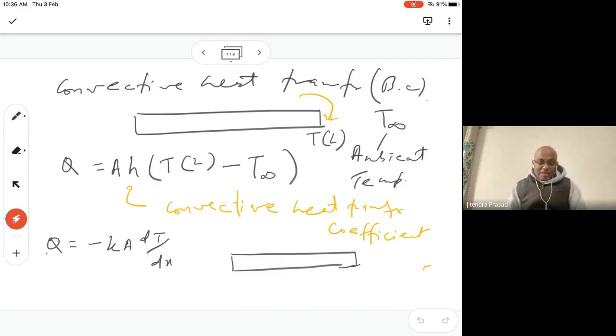The important thing here is that heat transfer is given by this expression, where h is the coefficient, and then the temperature difference it works on. The temperature of the surface where the heat transfer is taking place, and the difference of that with the ambient temperature, is the one that plays the role. Yeah, so that's how it is.